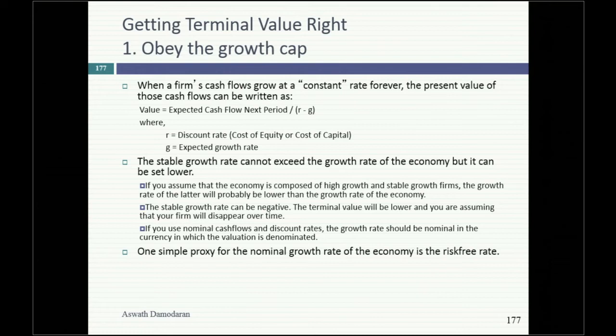So leave open the possibility that your company might be the company that actually has negative growth rate in perpetuity. It's okay. You can have minus 1% growth forever or minus 2% growth forever after year 5. It essentially is a way of saying my company peaks in my terminal year and then gets smaller. So that's the first rule. Any questions on that? So make sure your growth rate does not exceed your risk-free rate.